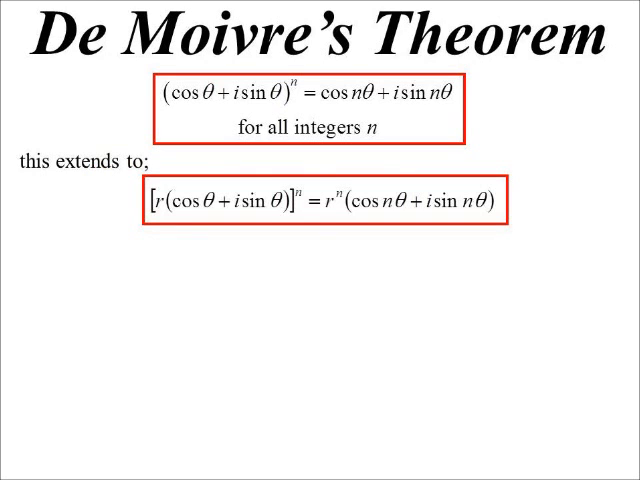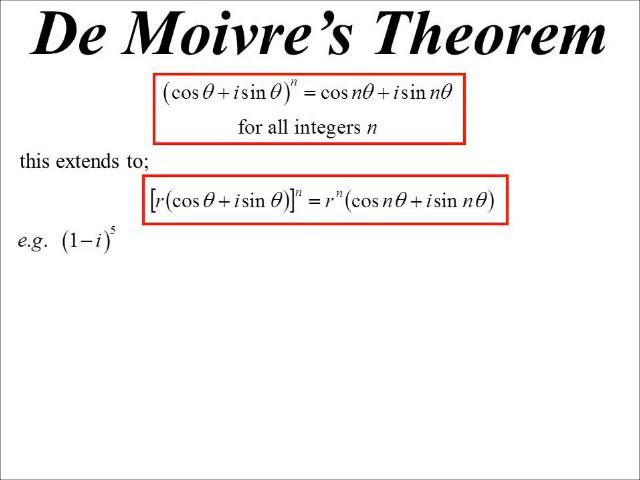So we can, in fact, extend that to, if we chuck a modulus out the front as well, because we know that when we raise a complex number to the power of n, the modulus gets raised to the power of n. So if the modulus is not 1, we could write it like this. r cis theta to the power of n is r to the power of n cis n theta.